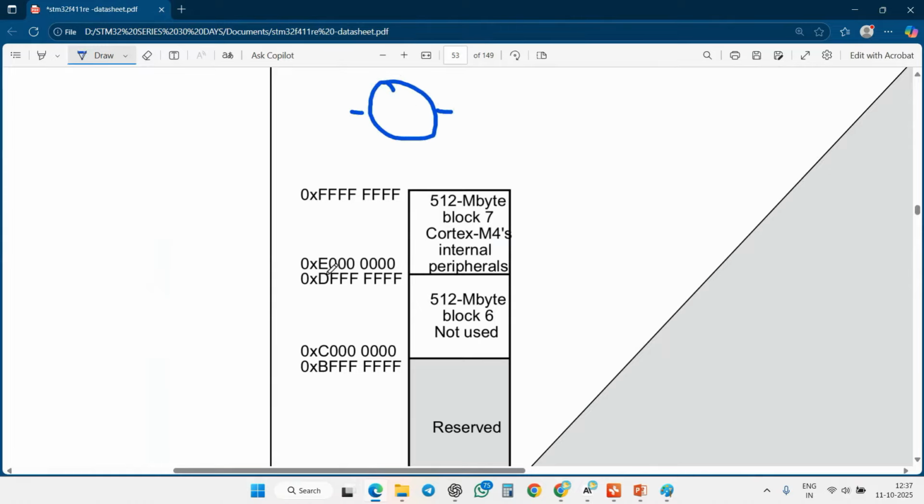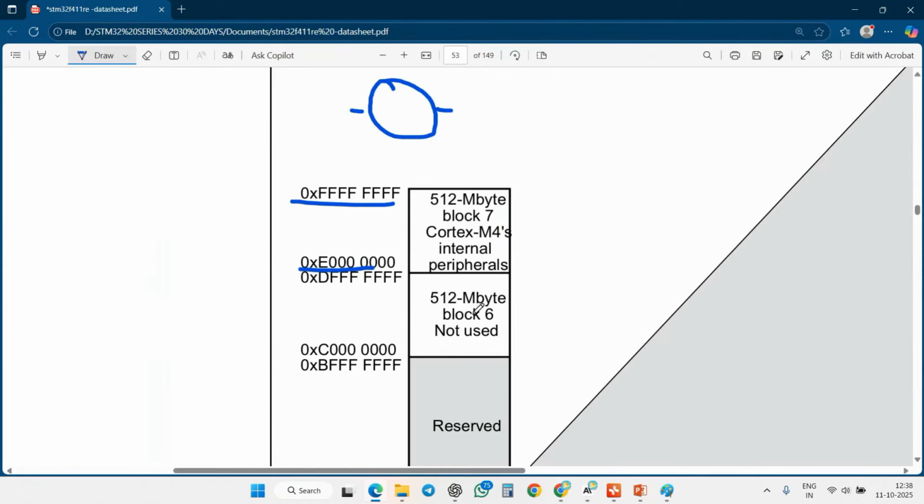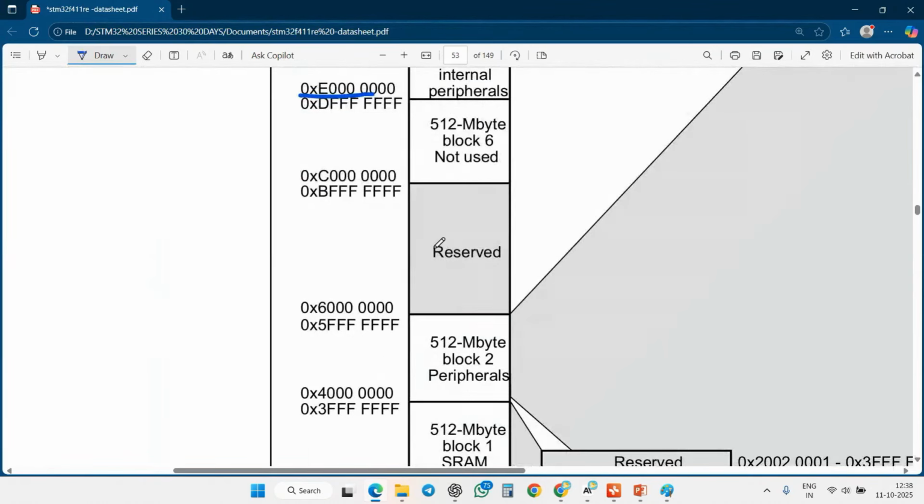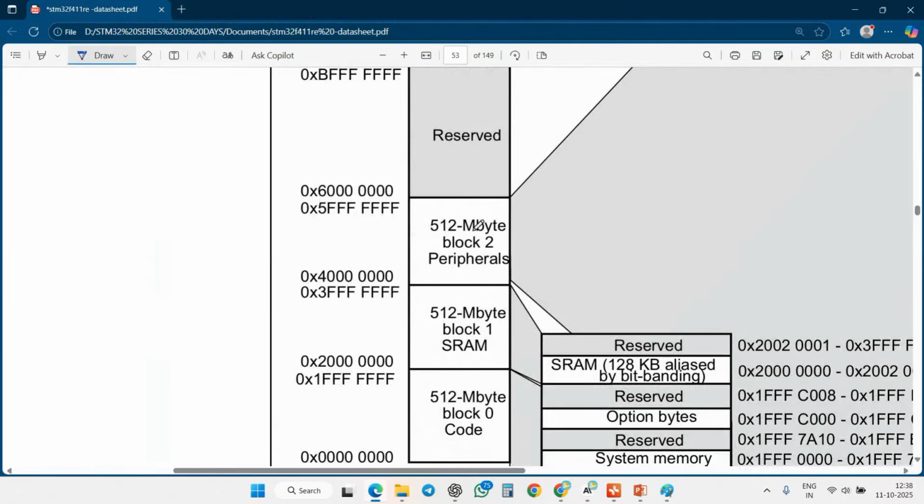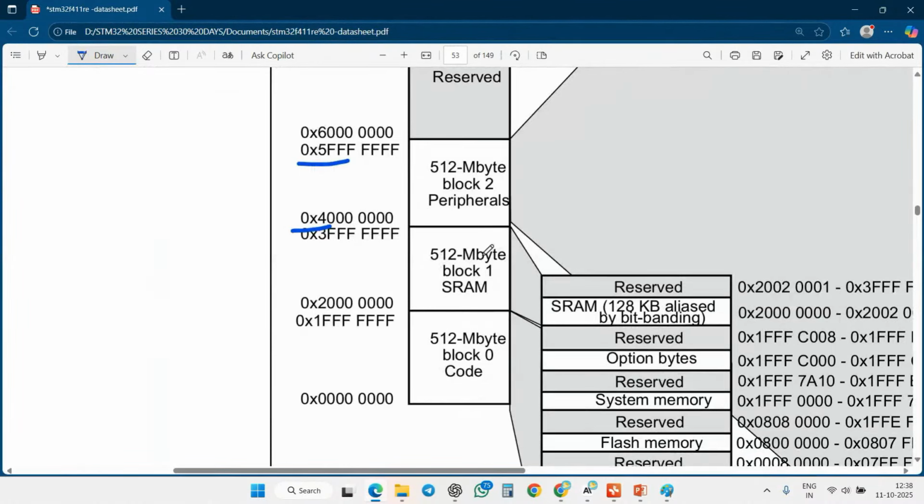Okay, so the peripheral has a boundary address, from this starting address to this ending address. If you're taking some map, it is not used when it is reserved. And peripherals start from this to this. If you're taking SRAM memory, it is this. If you're taking block zero code, it indicates flash, and it is this to this.